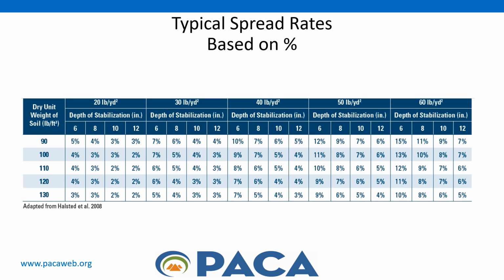This chart, adapted from Halstead and Hall from 2008, shows the typical spread rates in the United States. It is based on a percentage, and as you can see, the dry unit weight of the soil is in the left-hand column, while going across the top, we see the spread rates based on the depth and pounds per square yard. As an example, if we have a dry unit weight of 100 pounds per cubic foot and are looking for a spread rate of 30 pounds per square yard at 10-inch depth, the spread rate would be approximately 4%.